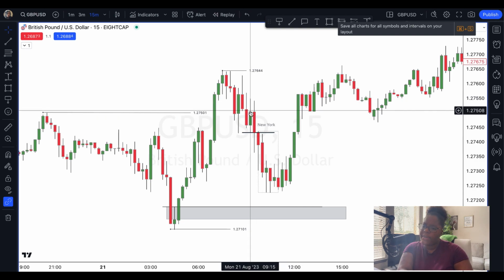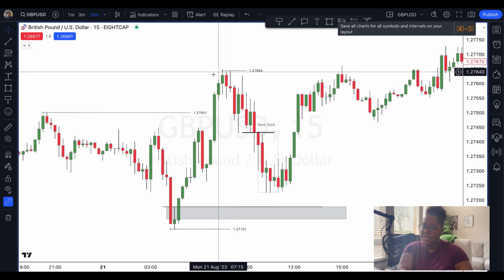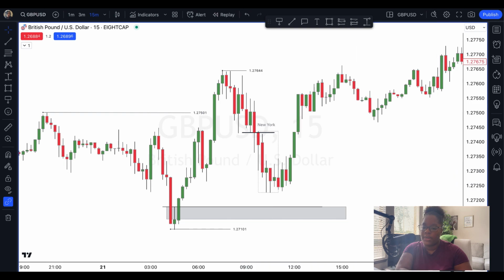So anyway, so I see price make this inside bar right here. Price is starting to retrace. There was a reversal on the lower time frame. I'll take you guys there in just a second. And then I see price start to fall down.